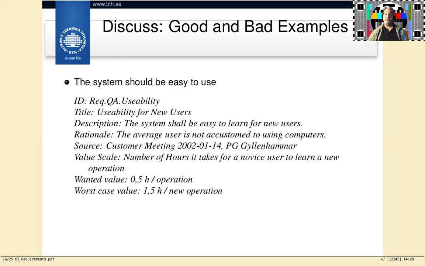Well, we have operations that you can do on the system, and we measure the number of hours it takes to learn how to do them. And we want each operation to be doable within half an hour. But we'll be okay with 1.5 hours. So we've got some sort of measures there at least. So easy to learn is if we're within the 1.5 hours for each new operation. I mean, this is probably a very difficult operation then, because 1.5 hours to do a new operation is probably not the easiest system. But at least there's a measure there.